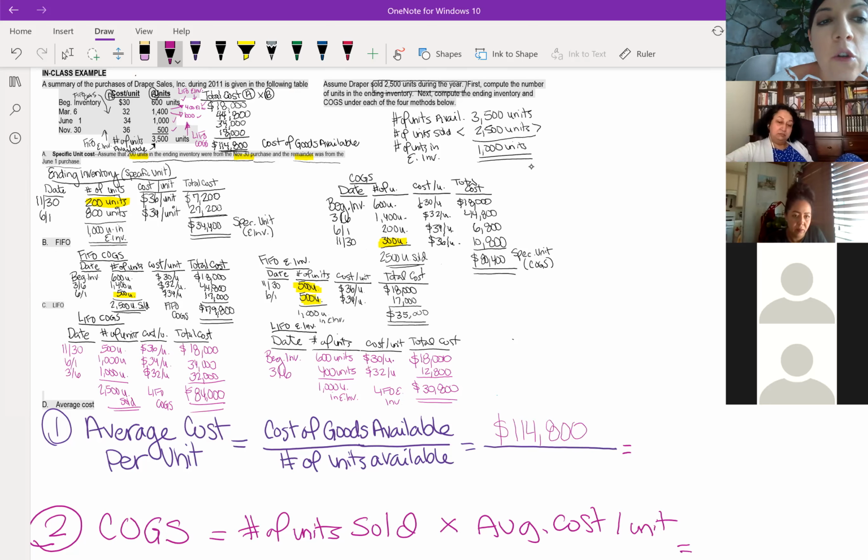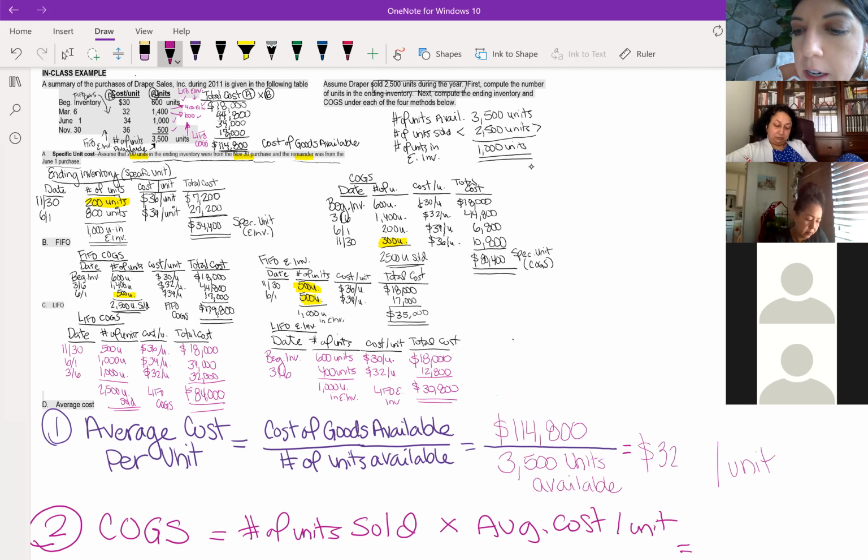Divided by the total number of units available, what you had available to be sold during the period, not what you sold. 3,500 units are available. And what is my average cost per unit? $32.80 per unit is my average cost.